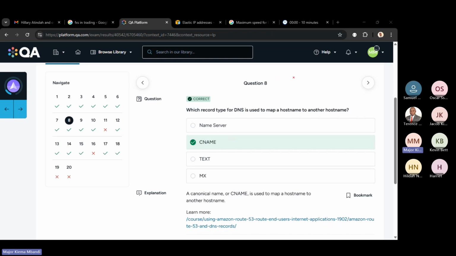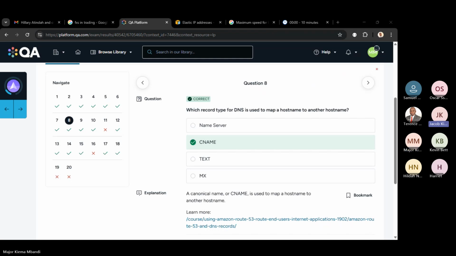But let's see, what about the A record? I think it is what I've just said. If the resource that we're trying to target has an IP address, then you can use an A record. So this is IP to domain and domain to IP.